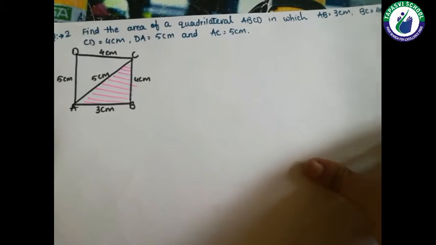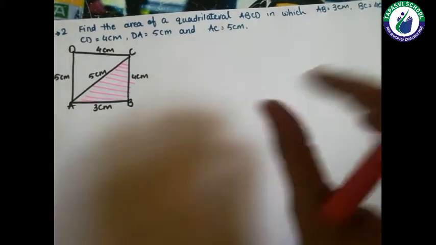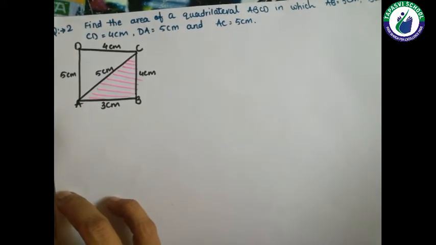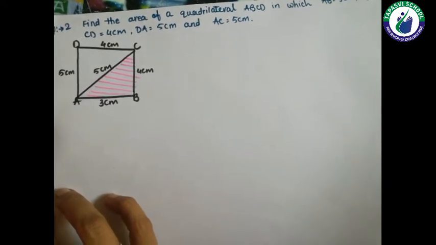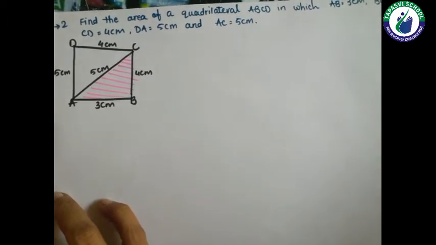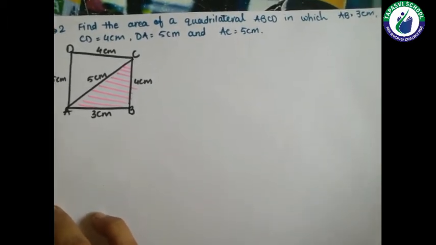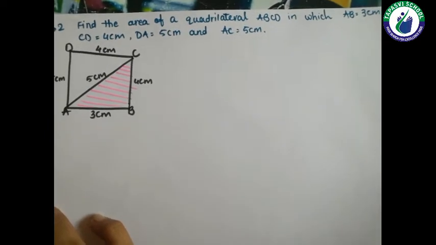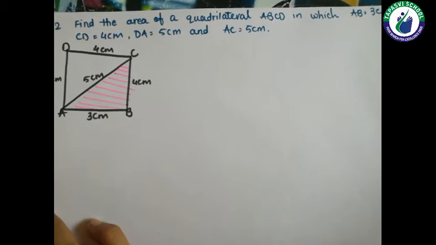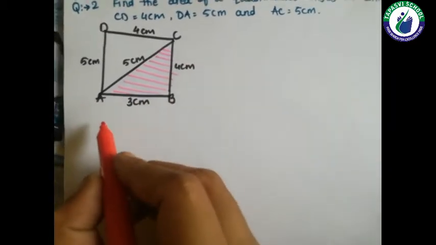So here we can see, students, the whole quadrilateral is divided into two triangles and all the sides are given, so there is no need to find the missing side. Directly we can apply Heron's formula in both of the triangles and in the last we will add them both. So first of all we are taking triangle ABC.